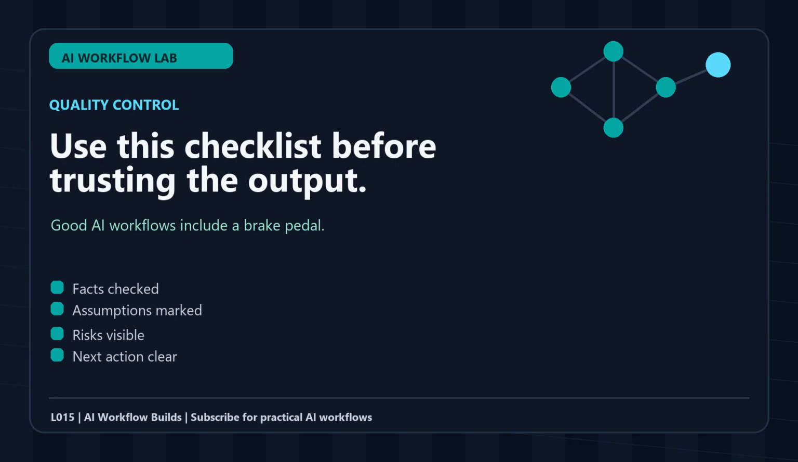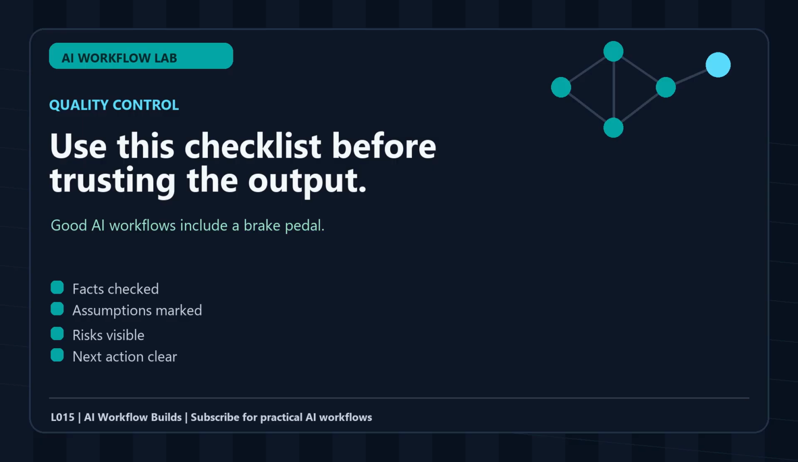Define the job, gather the inputs, set the rules, produce a structured output, review the result, and improve the system with feedback. If you remember only one thing from this video, remember this: a good AI workflow makes the next human action easier. If it does not do that, simplify it. If it does, save it, reuse it, and improve it next week.